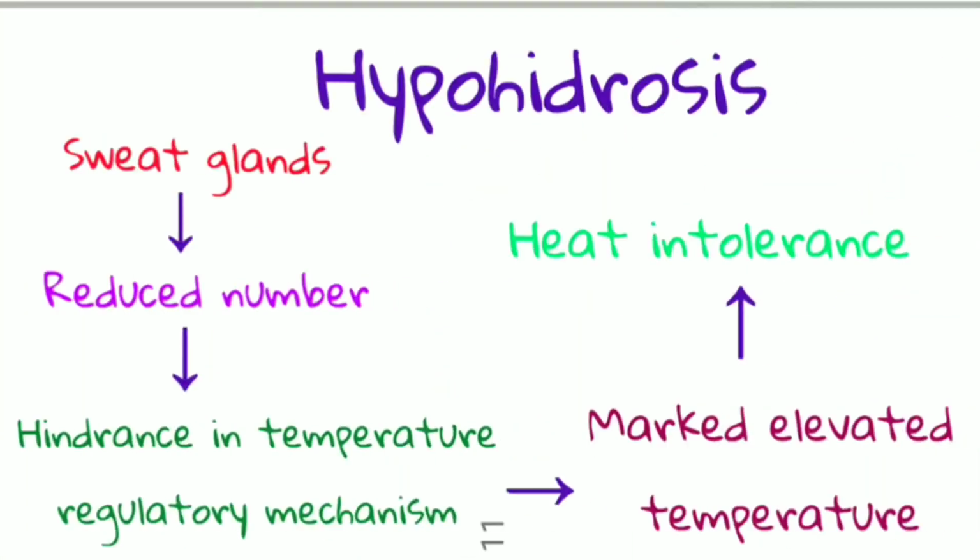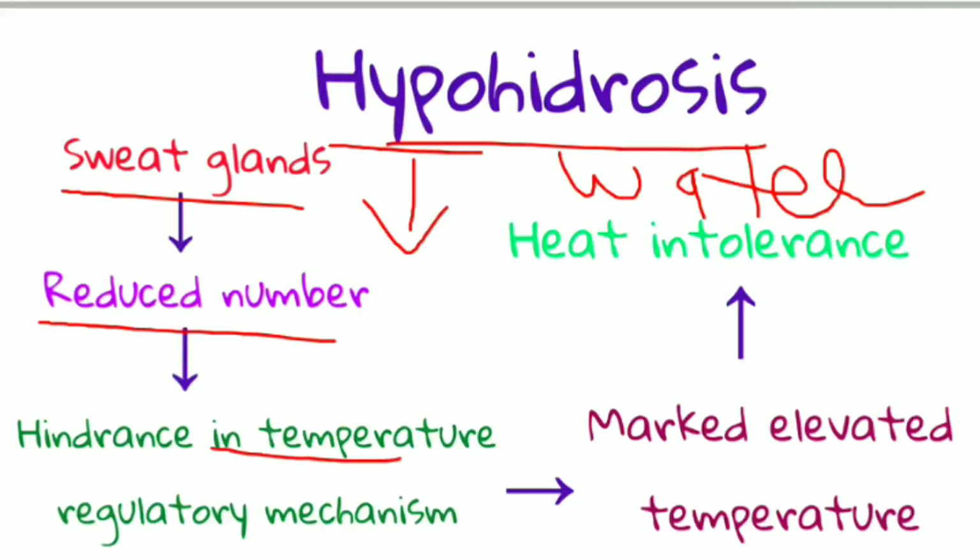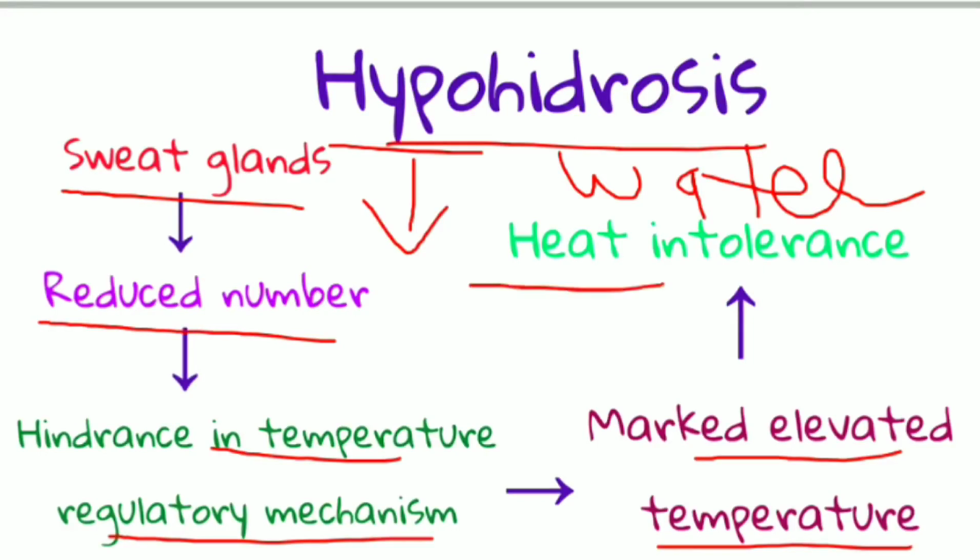Now let us see what is hypohidrosis. As the name suggests, hypo means less, hidrosis means water. So there will be a reduction in water production from the body, that is sweat. The sweat glands undergo reduction, so a reduced number of sweat glands is present. Because of that there will be a hindrance in the temperature regulation mechanism. As sweat is not produced by the body, how will the temperature be maintained? So there will be difficulty in temperature regulation, which will further lead to marked elevation in body temperature, causing heat intolerance in that patient.